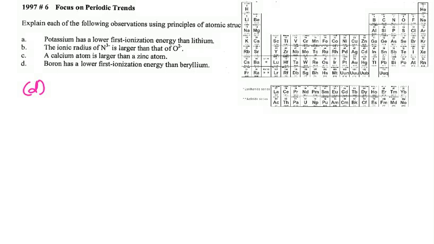D is definitely the trickiest one in this set. They say boron has a lower first ionization energy than beryllium. So let's go through our arguments here.